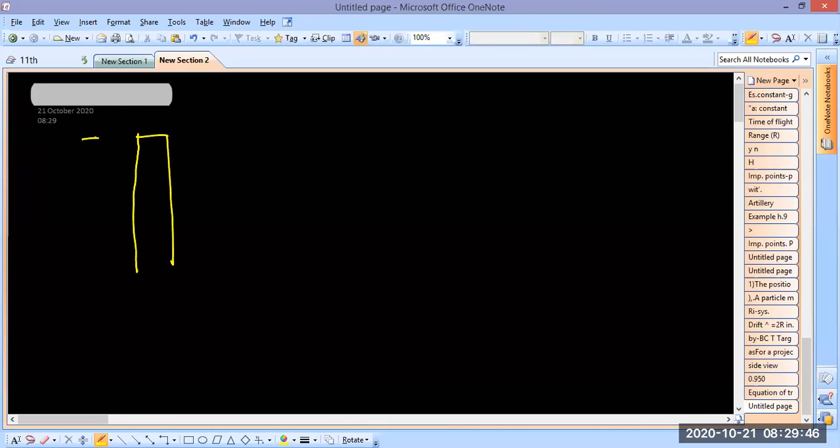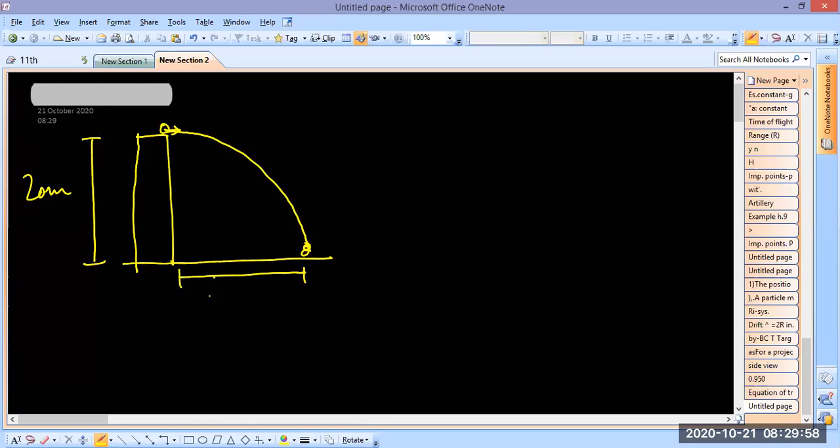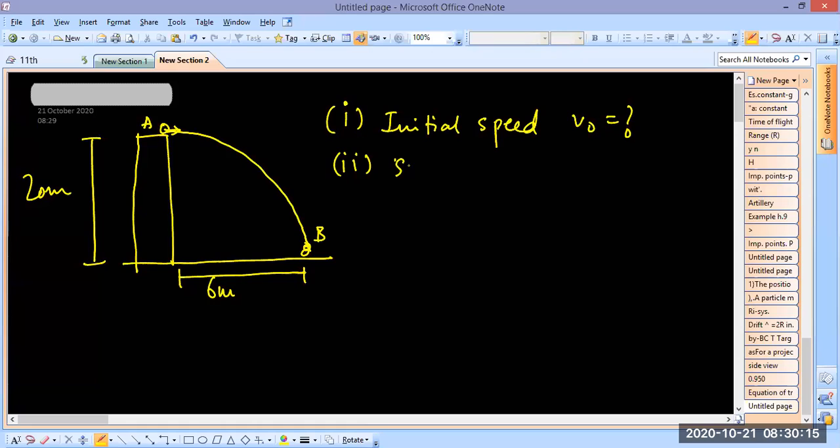It is given in the question that this is 20 meter, and then we throw something from here at 0 angle and it falls here. Right? Okay, and this distance is 6. And this is point A, and let's say here's point B. And the question is, first, 2 questions are there. What is the initial speed? Means speed with which it was thrown. And the second question is, what is the speed at B? Right? So these are the 2 questions.